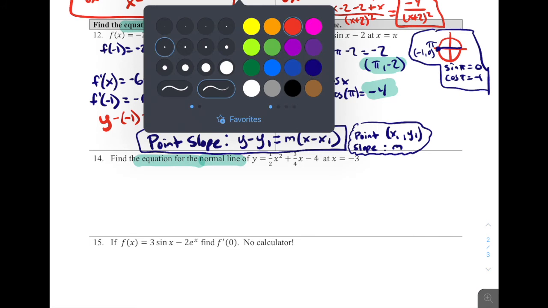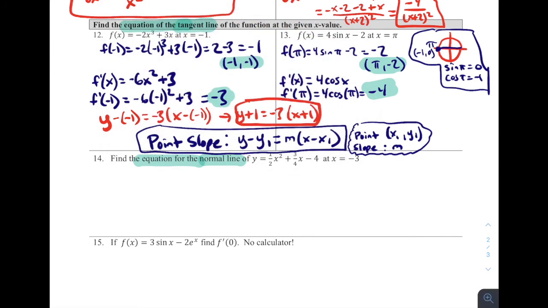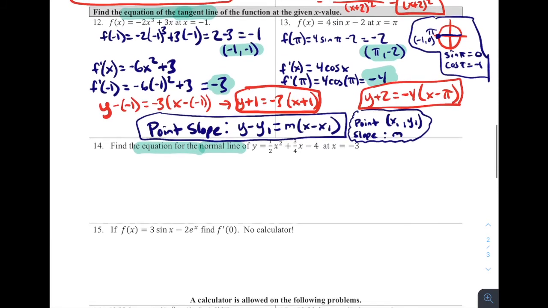Altogether then, to write our equation in point slope form, that's going to be y minus -2, so y plus 2 is equal to the slope -4 times x minus pi. And that is going to be our final equation for problem number 13. All right, number 14, how's this one different?